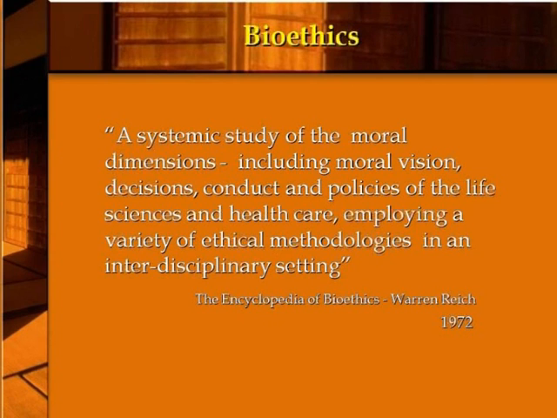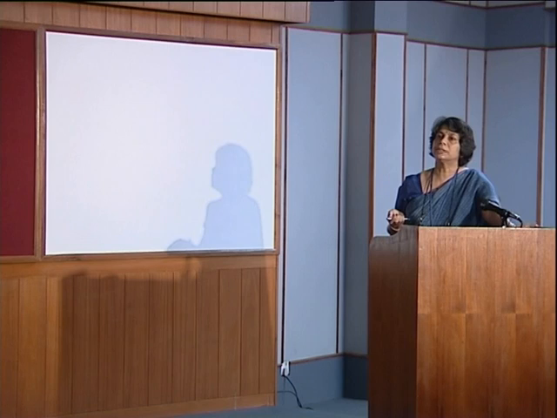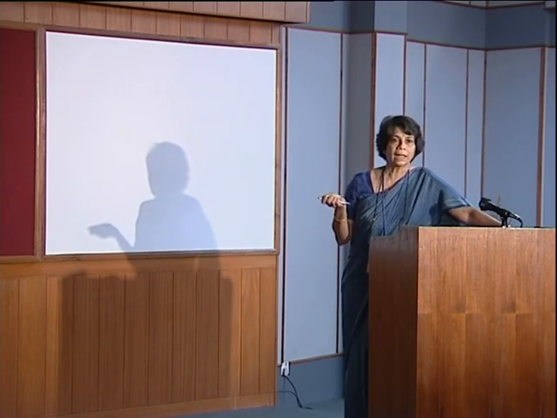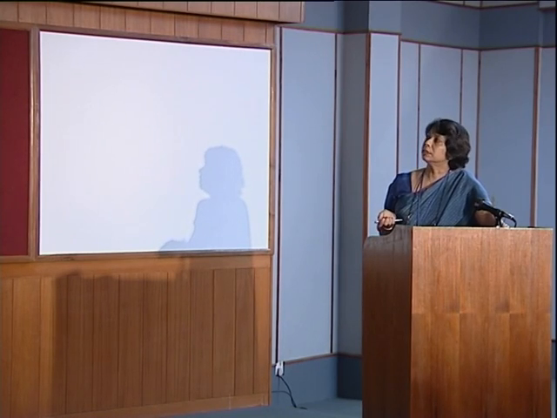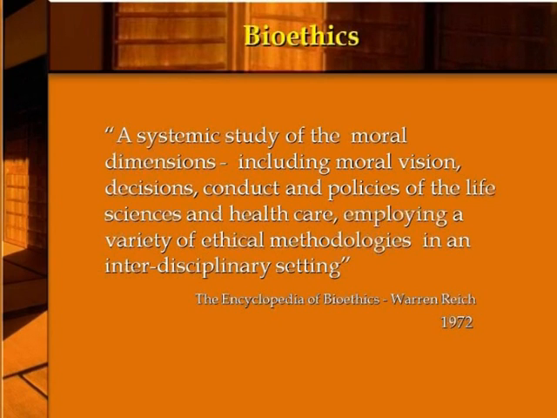Now, the term bioethics was actually coined in the 60s, and one simple definition was that it was a study of moral values in the field of medical treatment and research. But the Encyclopedia of Bioethics, written by Warren Reich in 1972, describes it as a systematic study of the moral dimensions, including moral vision, decisions, conduct and policies of the life sciences and healthcare, employing a variety of ethical methodologies in an interdisciplinary setting. So, you can see that we have an interdisciplinary setting.